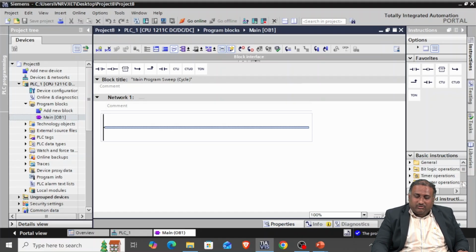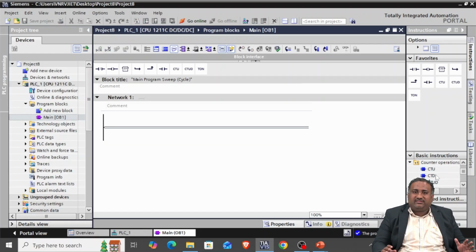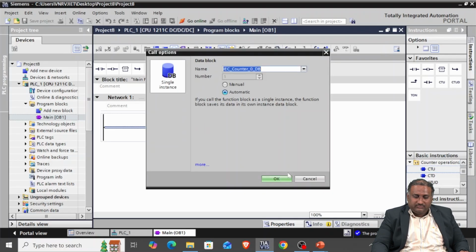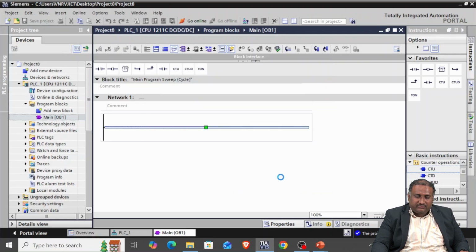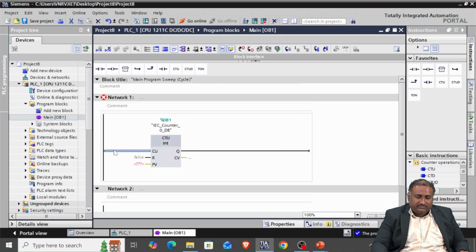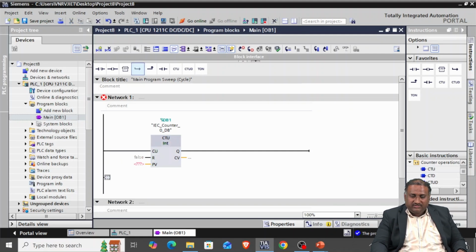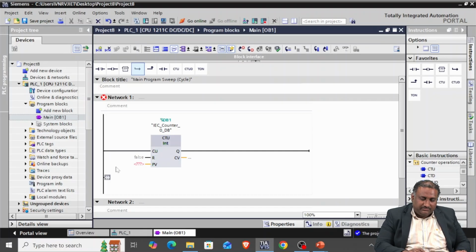If you consider the counters, basically there are three major types of counters: up counter, down counter and up down counter. Okay, I will be showing you one by one and I will be explaining about them. First we will start with the up counter.